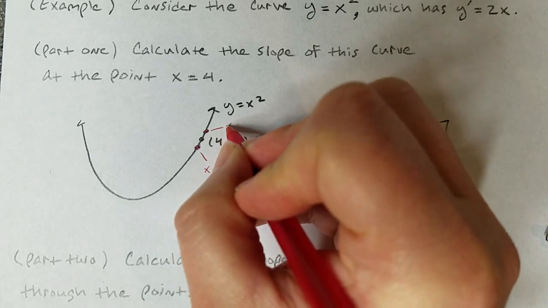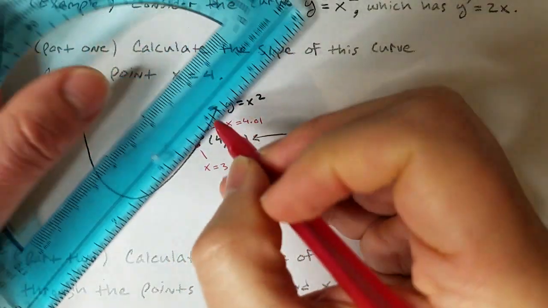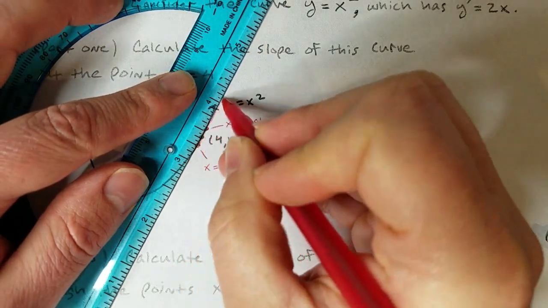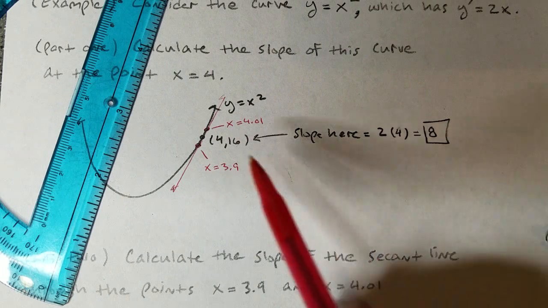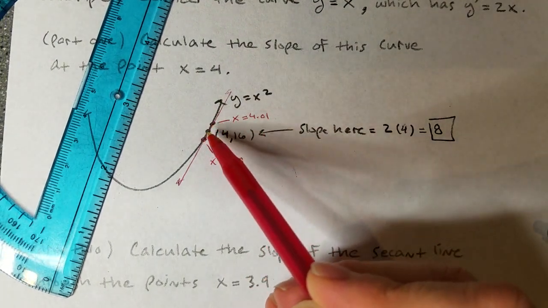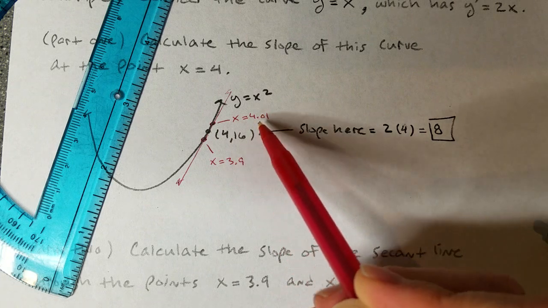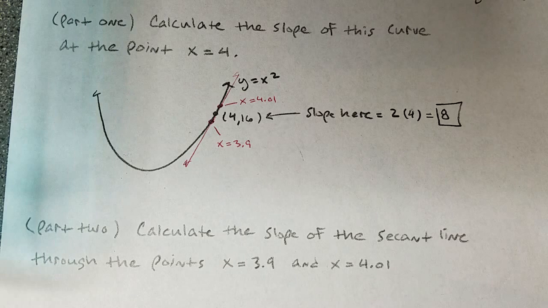So like right there, x is equal to 4.01. And if I found the secant line between those, it would all blur together. You know, if the slope of the curve at that exact point is 8, then the slope of the secant line between these points that are right next to that one should be about 8. All right, so hopefully I've convinced you of that.